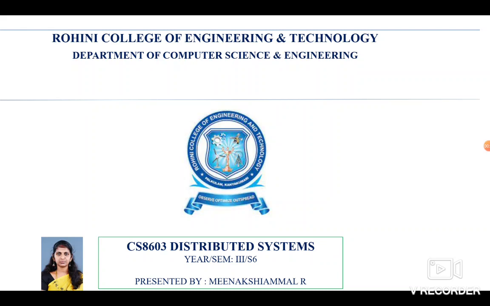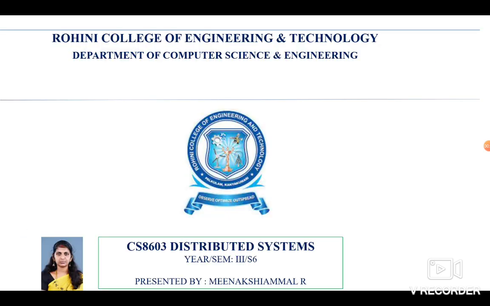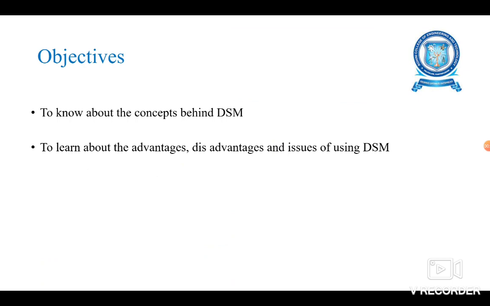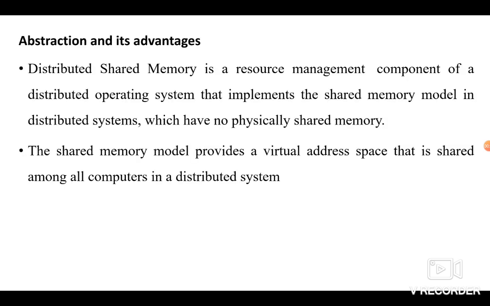We are going to discuss the topic distributed shared memory. It is in Unit 5 in the course CS 8603 Distributed Systems. The learning objectives are knowing about the basic concepts behind DSM and to know about the advantages, disadvantages, and issues of DSM. So, what is DSM? Distributed shared memory.